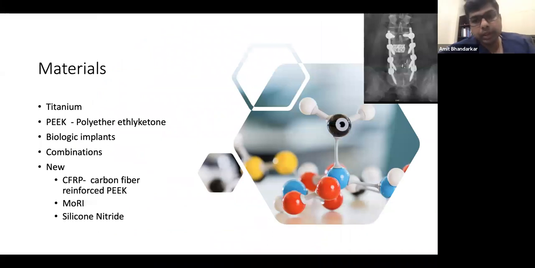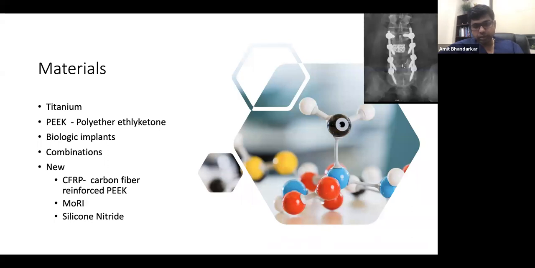Materials. The common materials used for these cages are titanium and PEEK, which is polyether ether ketone. There may be osteobiologic implants like the femoral rings. There may be combinations of these, like a titanium coated PEEK. Then there are newer materials which are under study and have recently been made available. One of them is the carbon fiber reinforced PEEK. The others are the molybdenum and rhenium alloy and silicon nitride. These are the newer things.